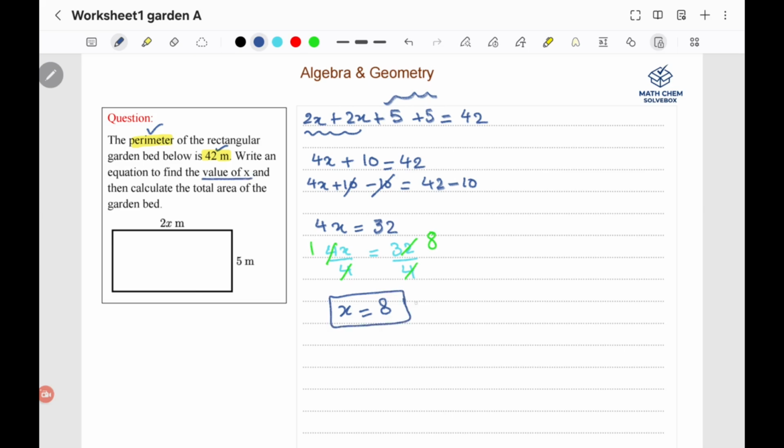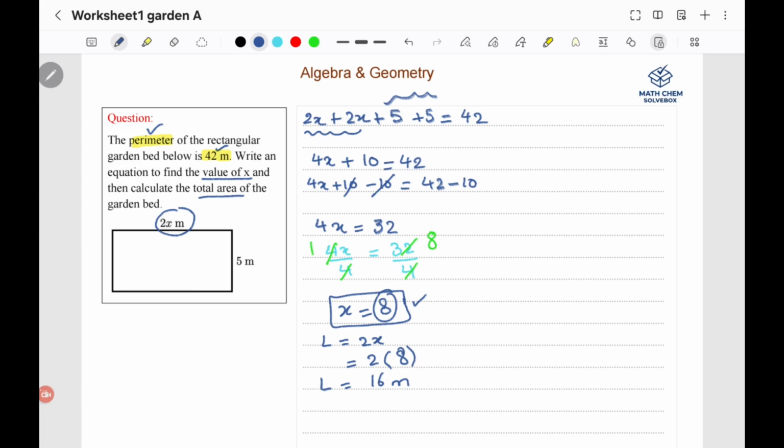The value of x is 8, but don't stop here. Many students do and lose marks in the exams. The question will ask for the area. So to get the area, first we will calculate the length. Length is 2 times x. Here x is known, so 2 times 8 is 16. The length is 16 meter.